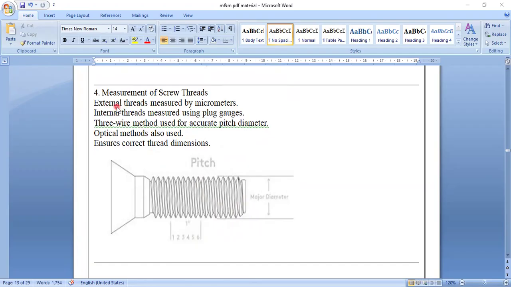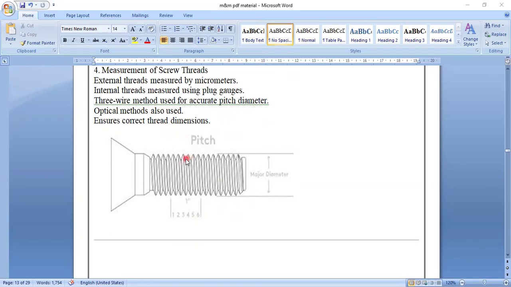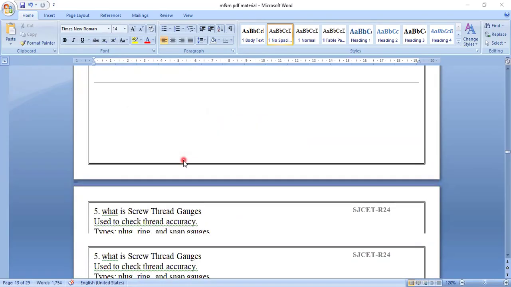Here we can see external threads are measured by micrometers. Any external thread is measured by micrometers. Internal threads are measured by flux gauges. The three-wire method is used for accurate pitch diameters. Optical methods are also used here. This ensures correct thread dimensions. So these are the screw thread measurements, internal and external, very important. The three-wire method is used here.